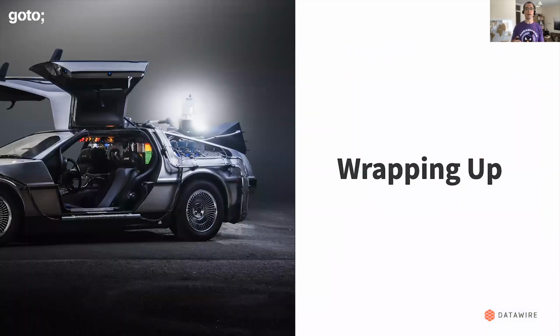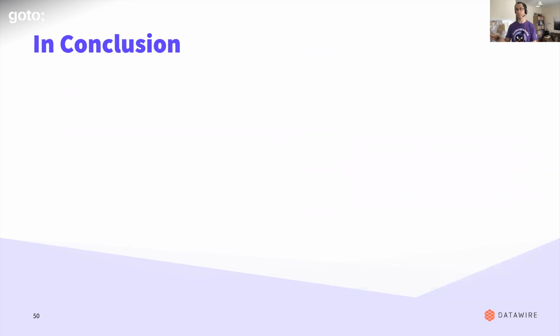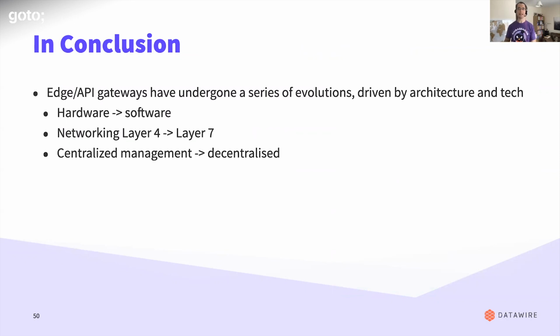So wrapping up, hopefully this has been a bit of a tour de force, a high level tour to get you thinking. Edge and API gateways have undergone a series of evolutions. I think mainly driven by architecture and tech. There's definitely been a move from hardware to software. It's cheaper, it's more malleable. Layer 4 to layer 7, we care more about the granular stuff now.